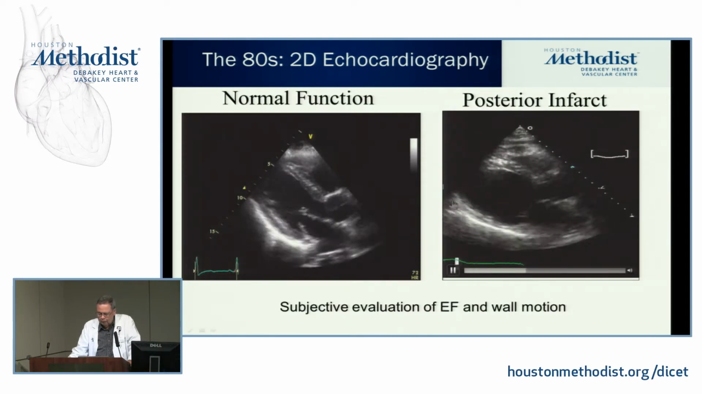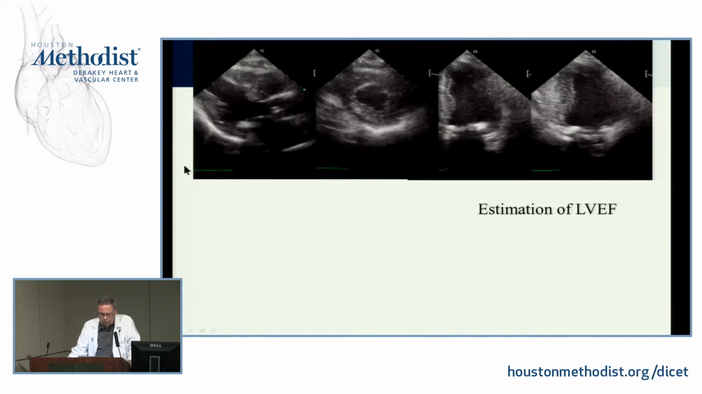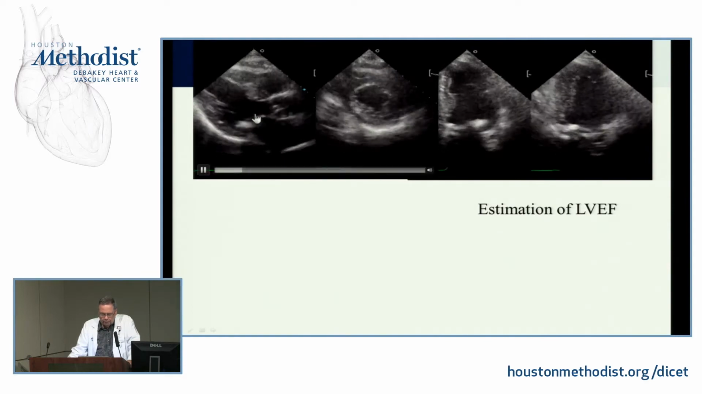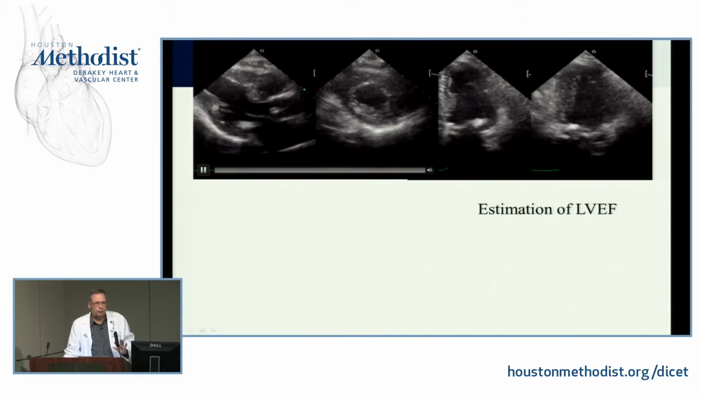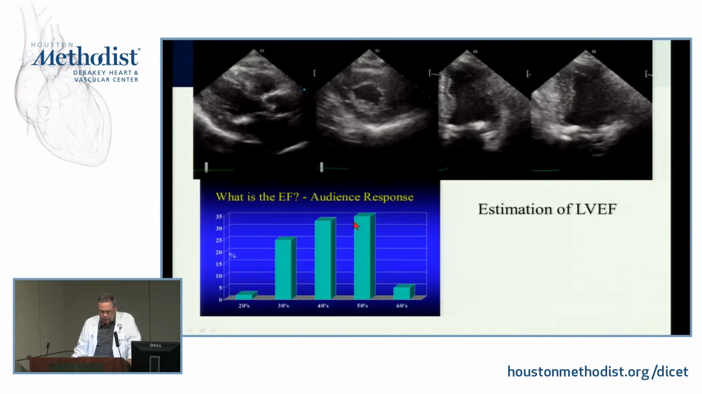That works well when the heart is big. Beware of AI, because AI can do the same thing. However, when the heart is small, like this one, you may have normal opening of the valve, and yet the EF may be depressed. So that's a sign that helps you when you have big hearts, not necessarily when you have normal hearts.